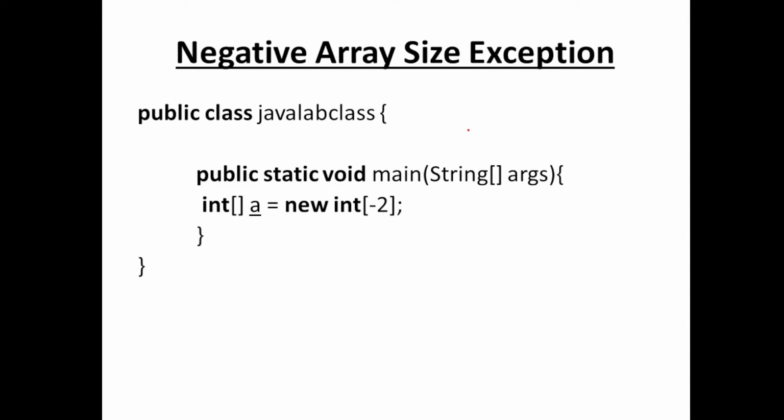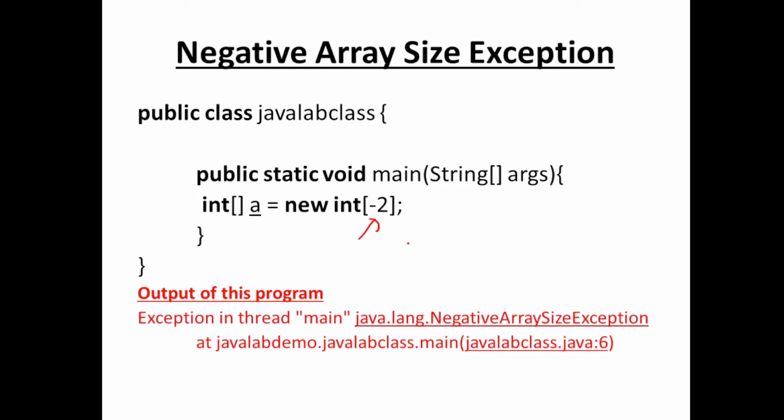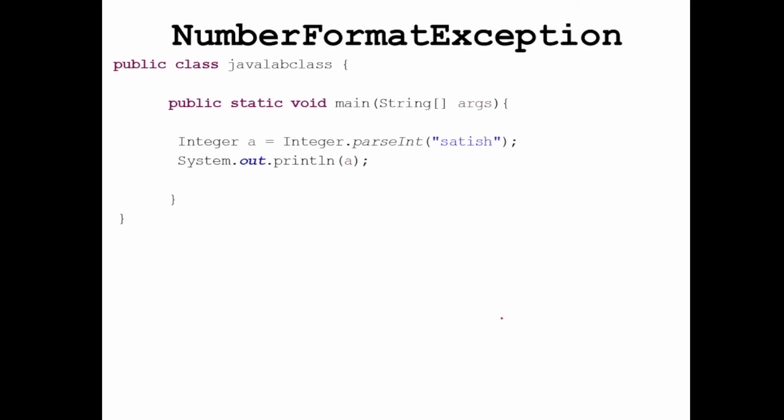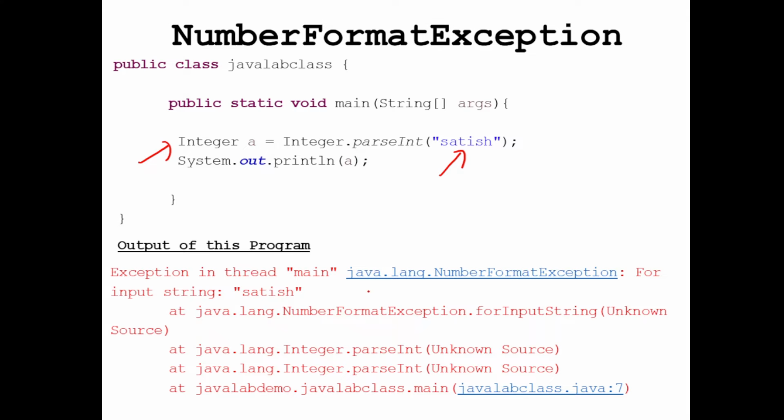Negative array size exception is there. What is this negative array size exception? I don't know why anyone should do this, but new int[-2]. You give a -2 inside your array, and it finds that exception too. You're going to get negative array size exception. Likewise, number format exception. This is like you're going to use a wrapper class, Integer a is equal to Integer.parseInt. You're trying to parse a string to an integer. So this kind of thing will not work, right? Even when you use a wrapper class, you're going to get number format exception.